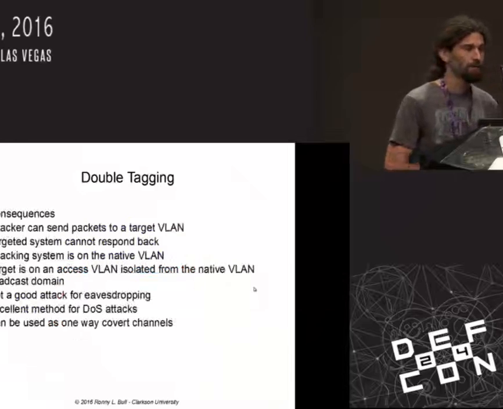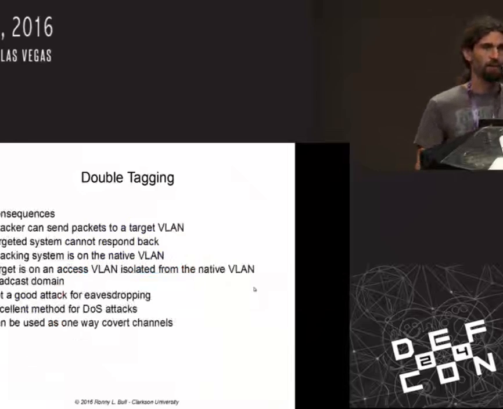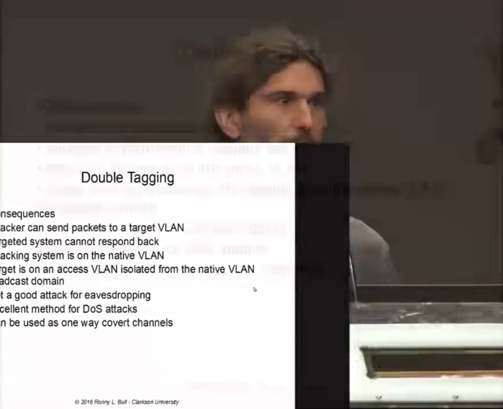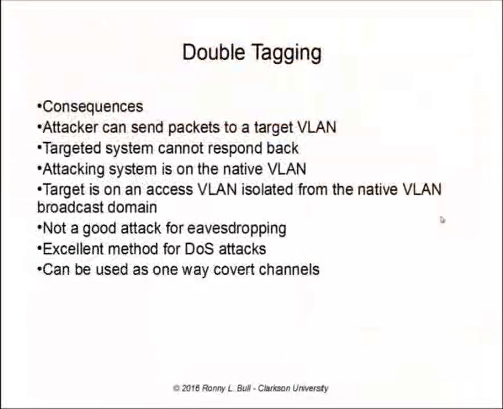Okay, so the consequences. An attacker can send packets to any targeted VLAN as long as it's supported over that trunk connection, and as long as they have access to that native VLAN. The target on the access port is isolated, and it's in a native VLAN broadcast domain. This is not a good attack for eavesdropping, because it's a one-way attack. You're sending a frame to another VLAN, you're not getting anything back. So it's good for DoS attacks, and maybe a one-way covert channel to another system on another network, but that's about it.